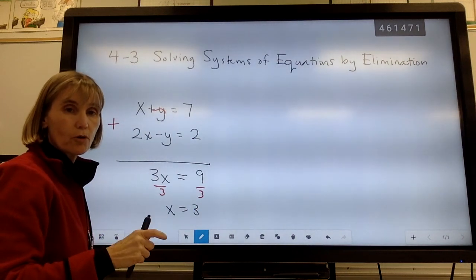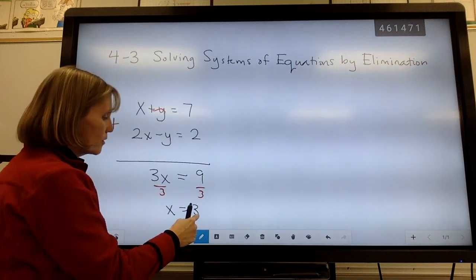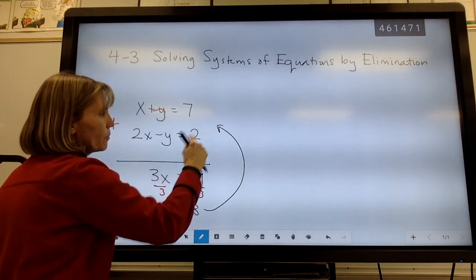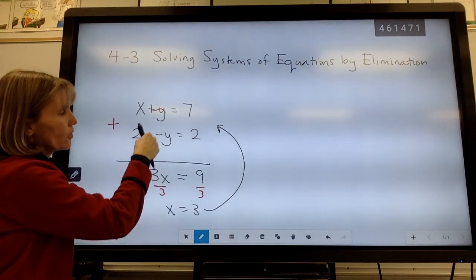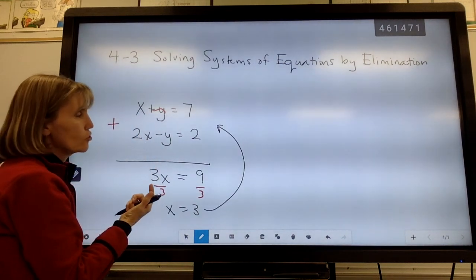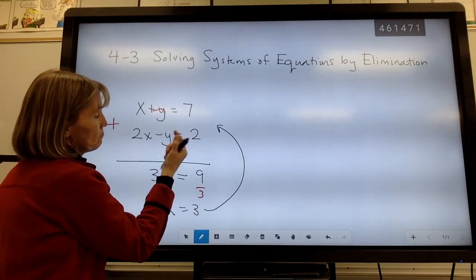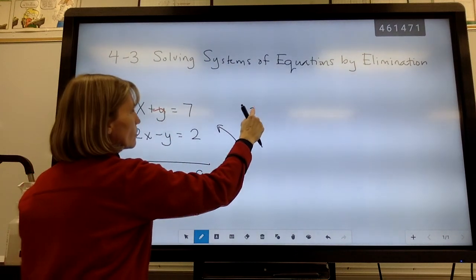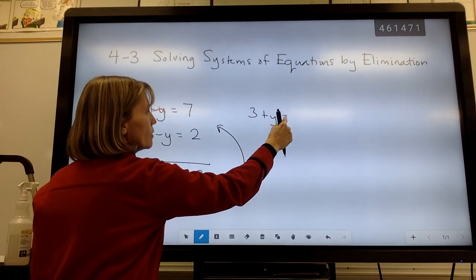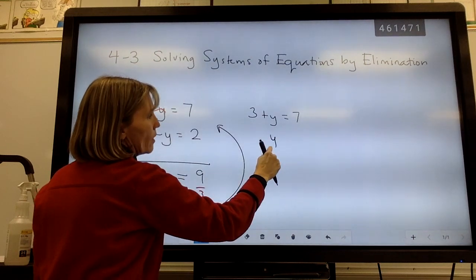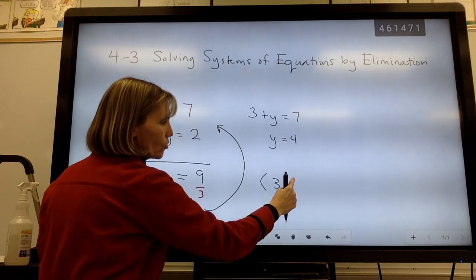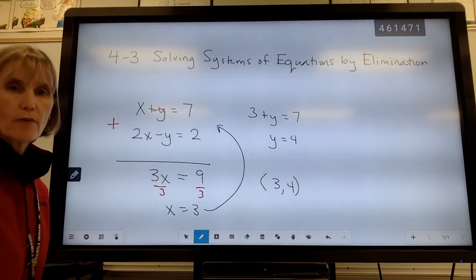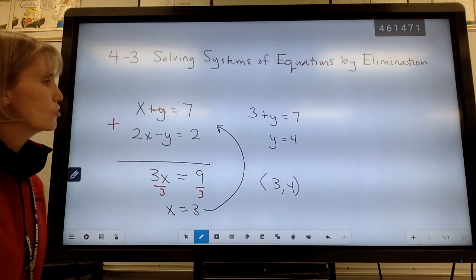Again, we're looking for an ordered pair. We're looking for an x value and a y value, so I've got to take this and plug it in. And it shouldn't matter which equation you plug it into. They're both going to produce the same solution. So we want to plug it in. I'll just plug it into the top one. 3 plus y equals 7. So y is equal to 4. So I write my answer as an ordered pair, just like I did with graphing and I did with substitution.